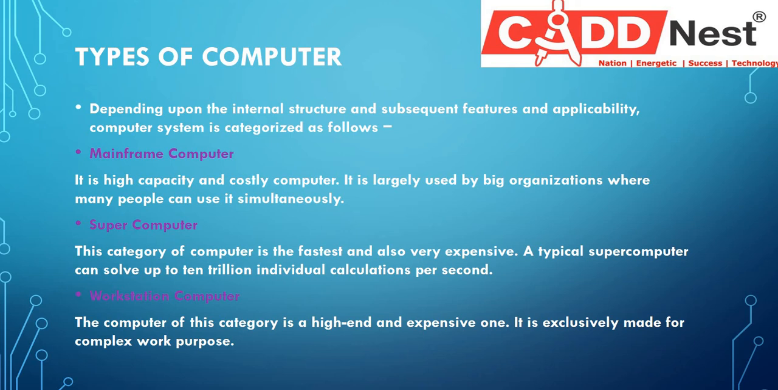And the second division is supercomputers. This category of computers is the fastest and also very expensive. A typical supercomputer can solve up to 10 trillion individual calculations per second. So that is the only difference. So when it comes to calculations, accuracy, and speed, they prefer supercomputers.